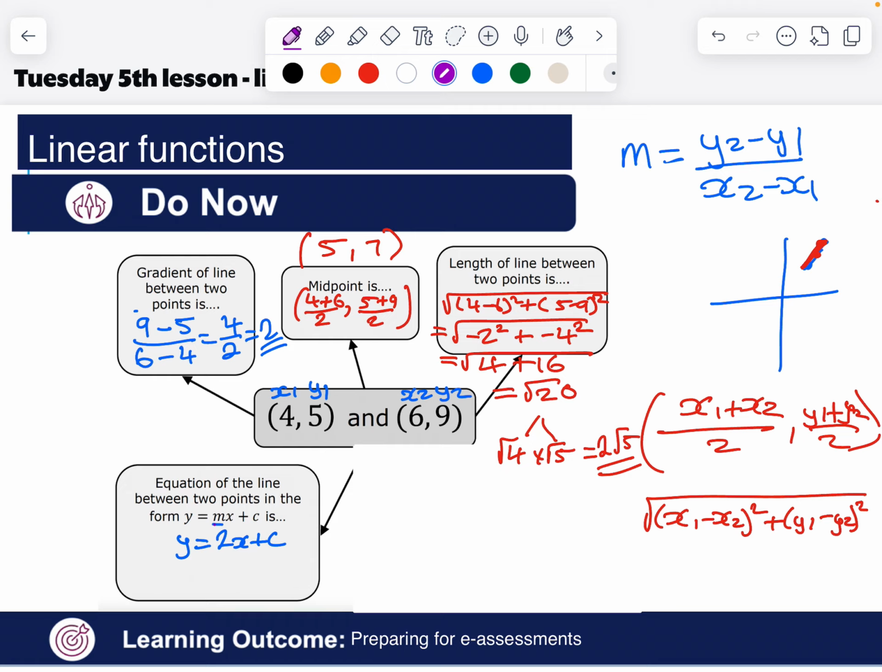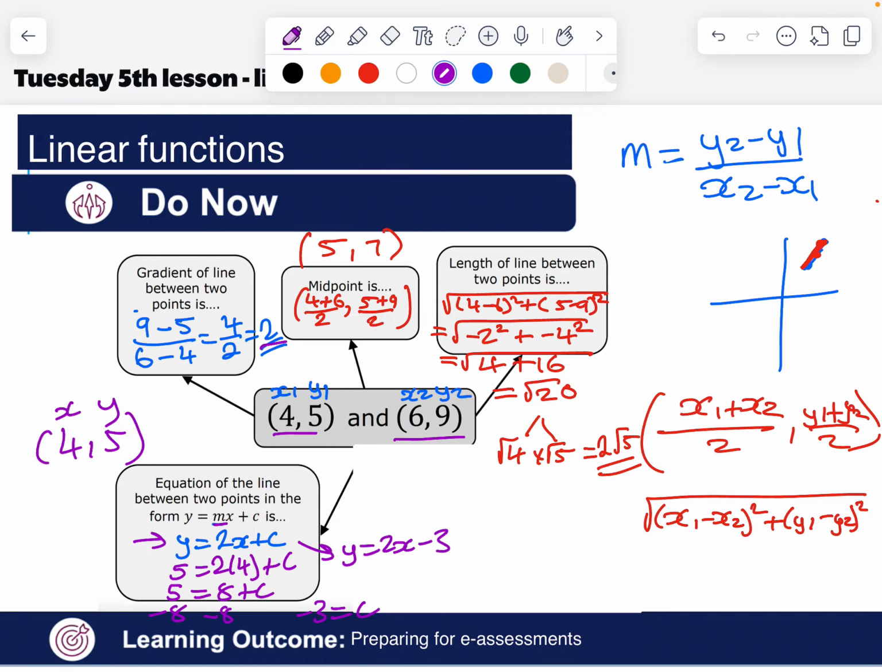Right, the last thing then is the equation of a line. I already know what the gradient is because we worked it out up here. Pick any of these 2 points. I'm just going to pick 4 and 5, and this is x and this is y. So in the equation, 5 equals 2 times 4 plus c. So 5 equals 8 plus c. If you minus 8 from both sides, that means negative 3 is c. Just don't forget to write y equals 2x minus 3. And that's the equation of a line.